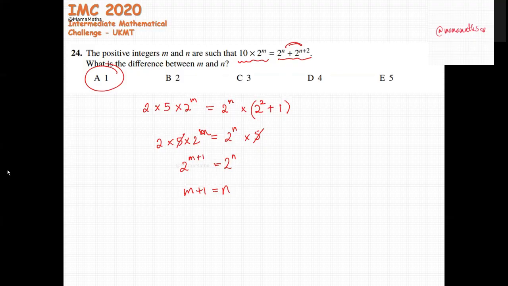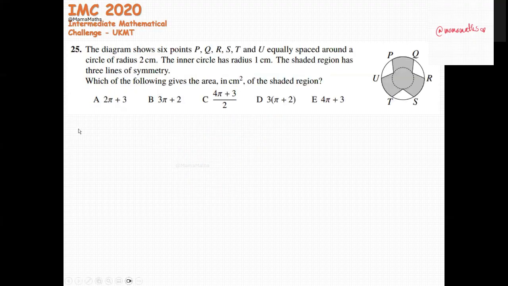Now, for the last number, 25. The diagram shows 6 points, P, Q, R, S, T, U, equally spaced around a circle of radius 2 centimeters. The inner circle has a radius 1. The shaded region has 3 lines of symmetry. Which of the following gives the area in centimeters squared?